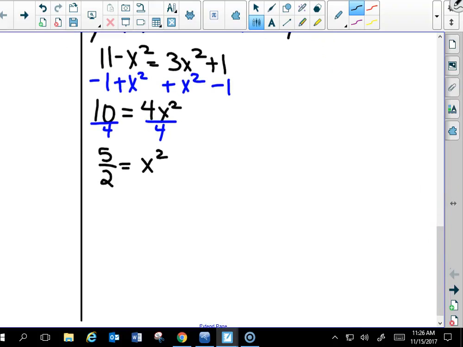So when I take the square root of both sides, and remember this, especially when we've got x squared showing up, the right-hand side is going to be plus or minus. So I get two solutions here. x is equal to positive and negative square root of 5 halves. I'm not going to rationalize the denominator. I don't think we have to do that in the quiz.